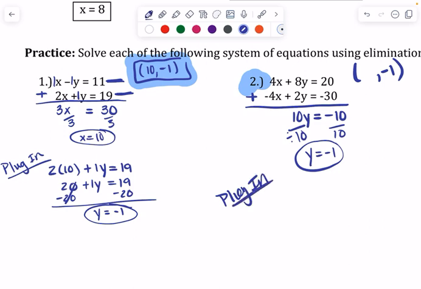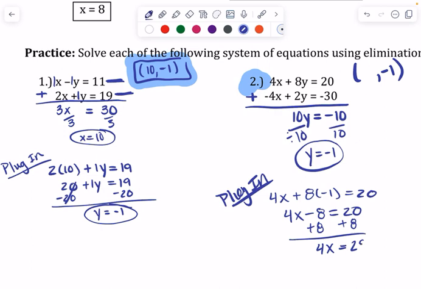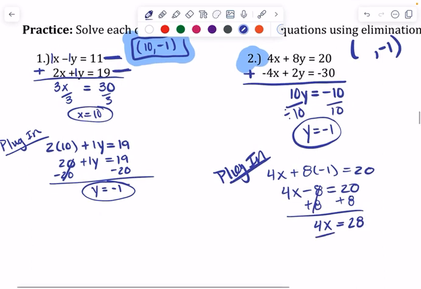So again, pick one of your two equations, whichever one looks easiest to you. I'm going to pick the first one. 4x plus 8y equals 20. We found y, so we are solving for x. So 4x plus 8 times negative 1 equals 20. You have 4x minus 8 equals 20. Add your 8 over. 4x equals 28. Divide by 4. So x is 7.